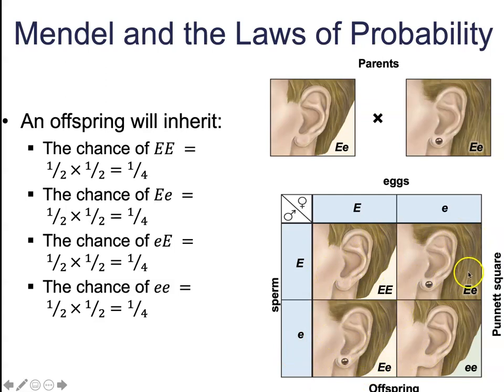Anytime we have a heterozygous individual, or one who is homozygous for the dominant trait, they will show the dominant trait. Only an individual who is homozygous for the recessive trait is going to show the recessive trait. So only this individual here is going to have the attached earlobes. So that is sort of how we use Punnett squares.